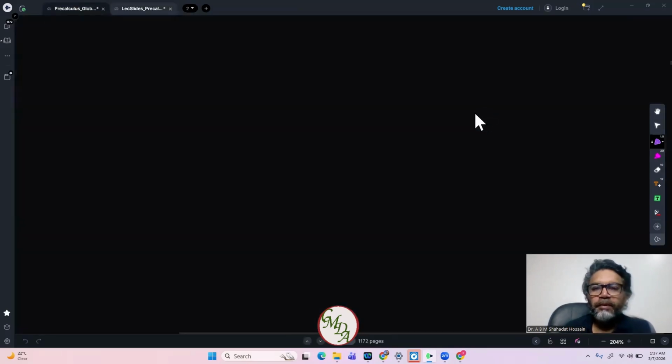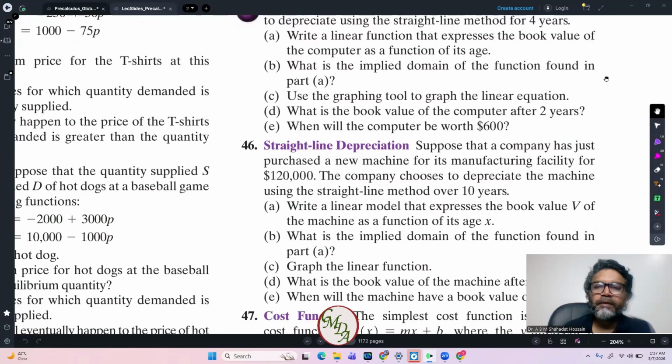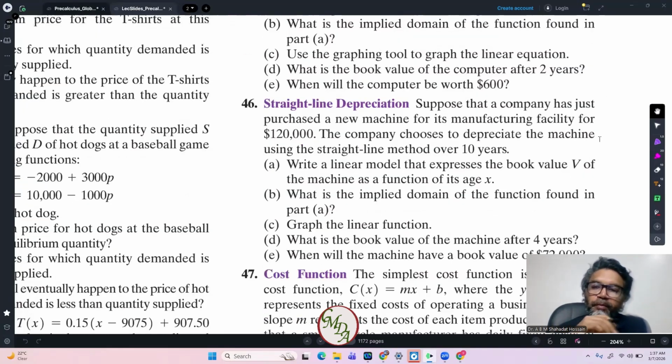These are word problems, so we need to read them very specifically, carefully. The problem title is straight line depreciation. Suppose that a company has just purchased a new machine for its manufacturing facility for $120,000. The company chooses to depreciate the machine using the straight line method over 10 years.